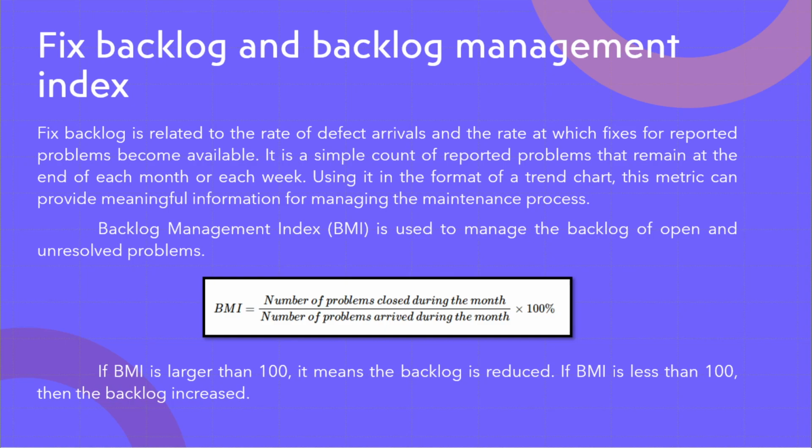Backlog Management Index, or BMI, is used to manage the backlog of open and unresolved problems, which can be defined as: BMI is equal to the number of problems closed during the month over the number of problems arrived during the month times 100%. If the BMI is larger than 100, it means the backlog is reduced. If the BMI is less than 100, then the backlog is increased.